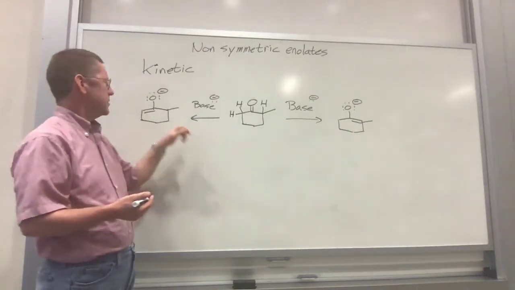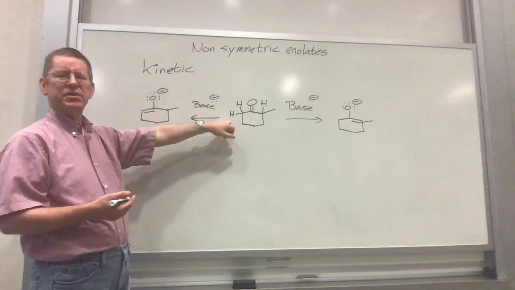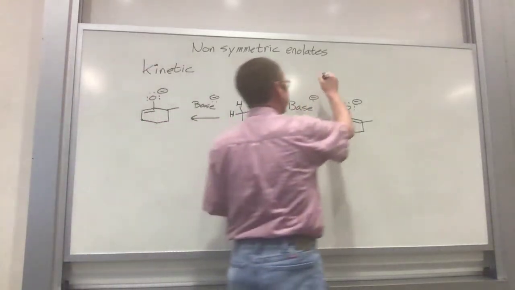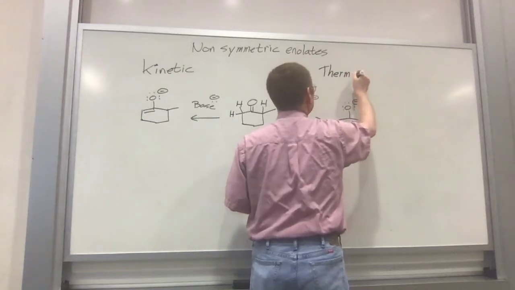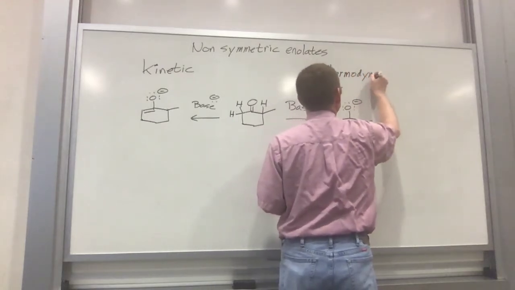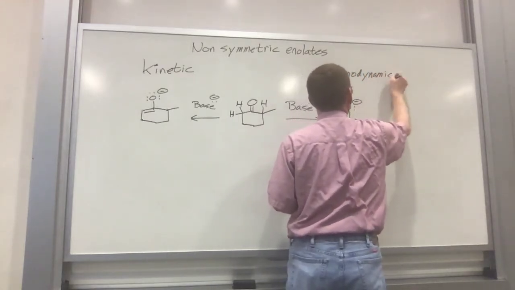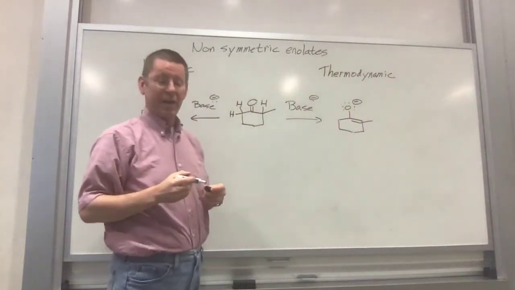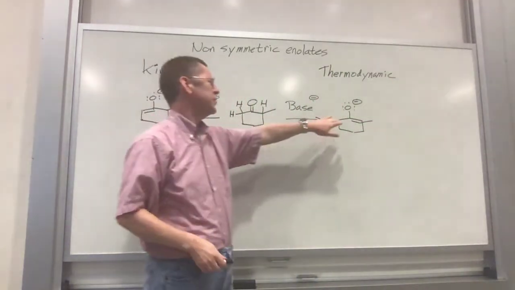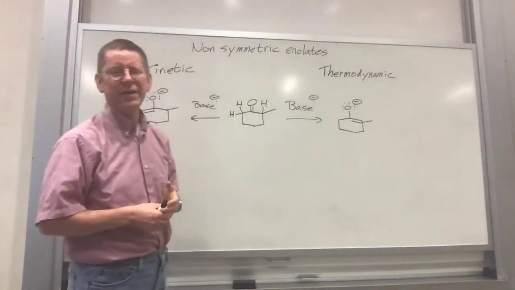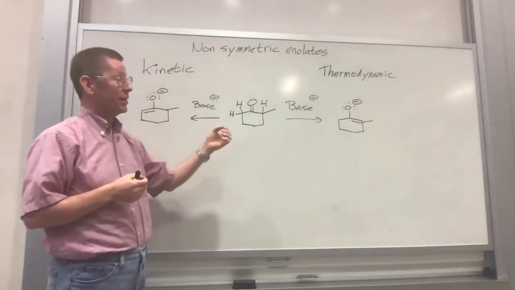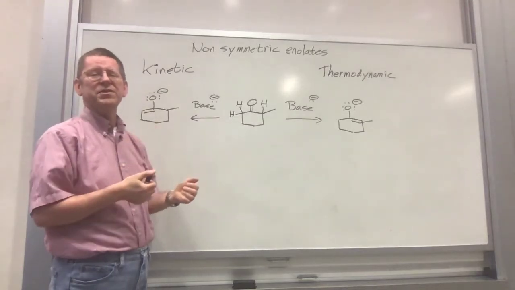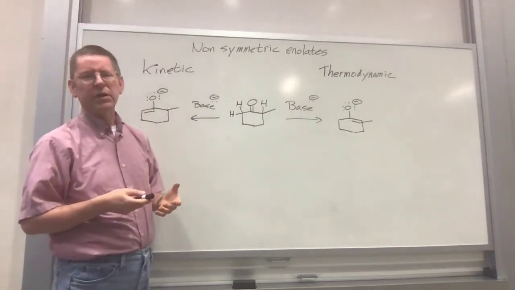You've probably already guessed. If this is kinetic, something that happens faster, then the other option is our other favorite term. Or maybe not our favorite term. This is the thermodynamic enolate. Now here, trying to decide why this is thermodynamic, well, we could go through and do calculations and determine heat of formation energy and the like, sure.